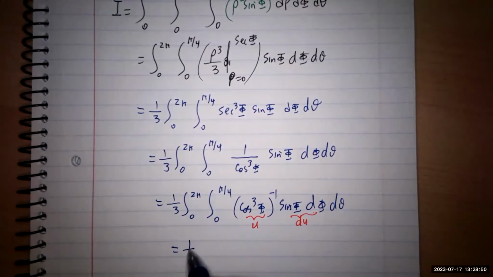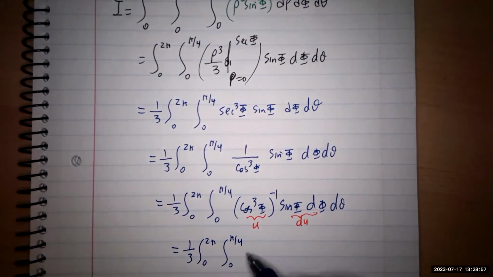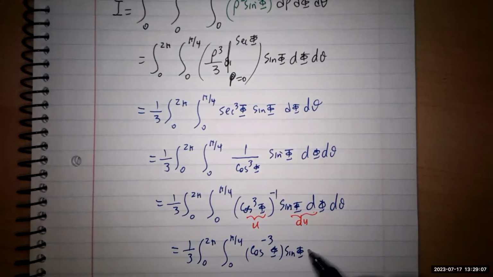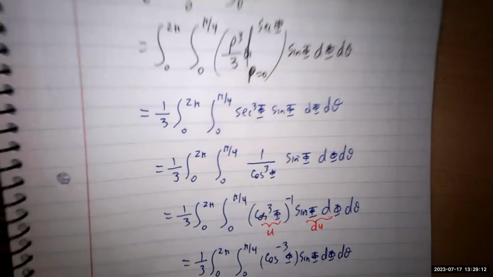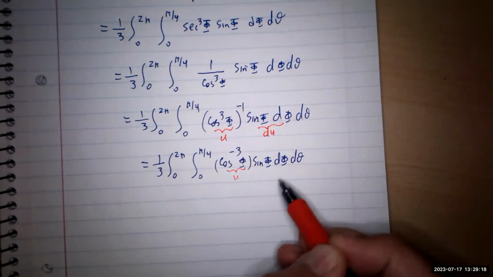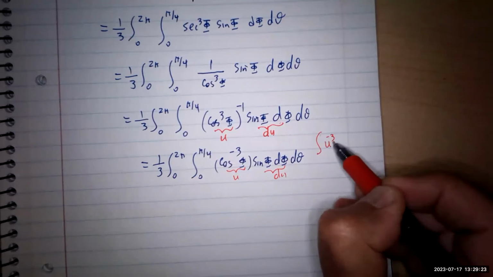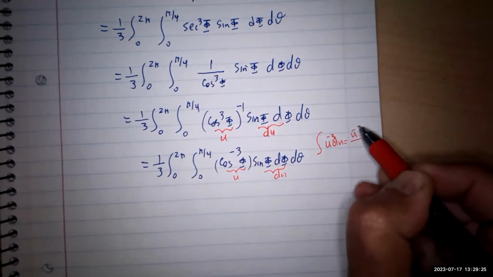So you can see it is a 1/3, 0 to 2 pi, 0 to pi/4. This is going to be cosine to the -3 of phi. Again, it's a power, it's not an inverse function. d phi, d theta. Now we are ready for it. You take this one to be u, and this is going to be a du. So we're just integrating the integral of u to the -3 du. You know that's going to be u to the -2 over -2.